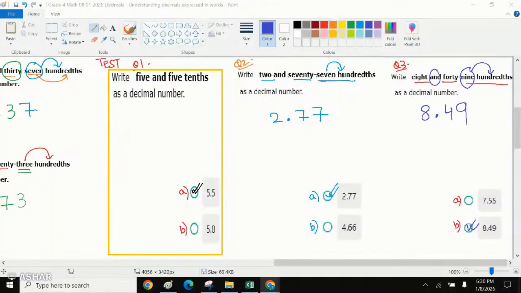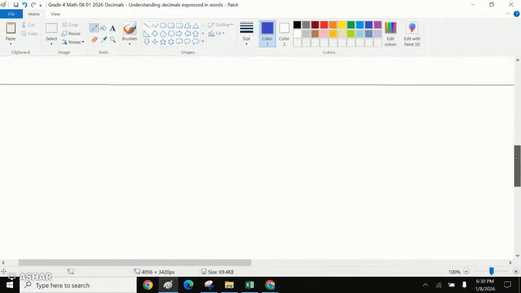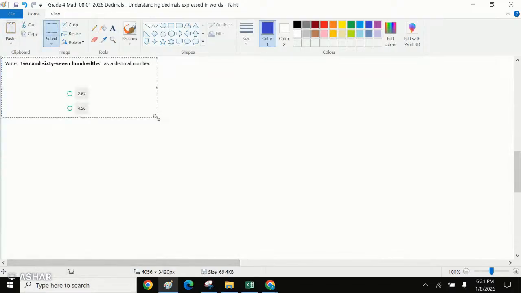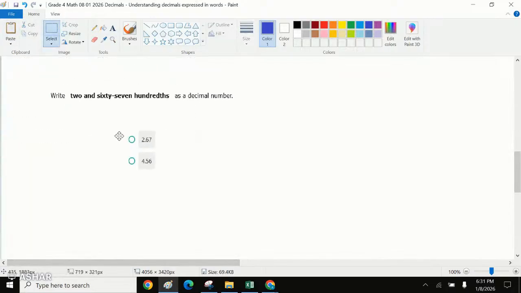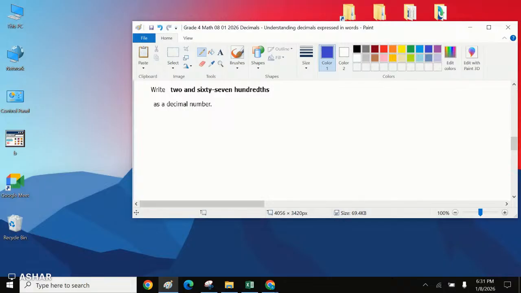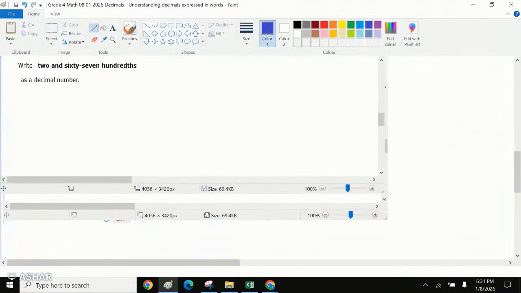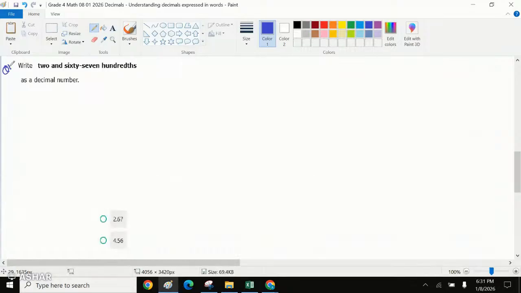Okay, let's see. Question number 4 from the test states that we need to do this. The options given to us are 2.67 and 4.56. We need to change this into a decimal number. This says question number 4, and these are the two options, A and B.